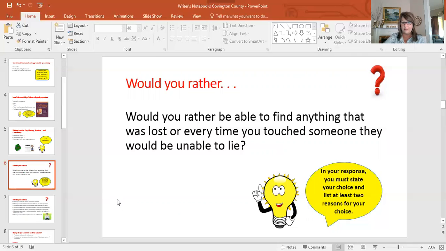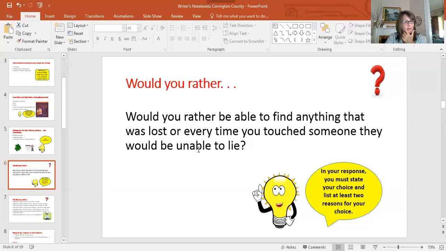And what I like to do is have students in their response state their choice, or basically what you're asking them to do is make a claim or state an opinion or make an argument for which would be a better thing, why they think one would be better than the other. And so I like them, in addition to stating their choice, to tell why. Why do you think this, why is this your choice?